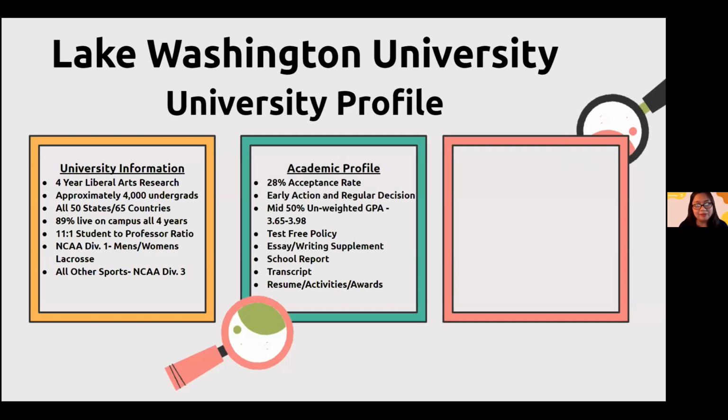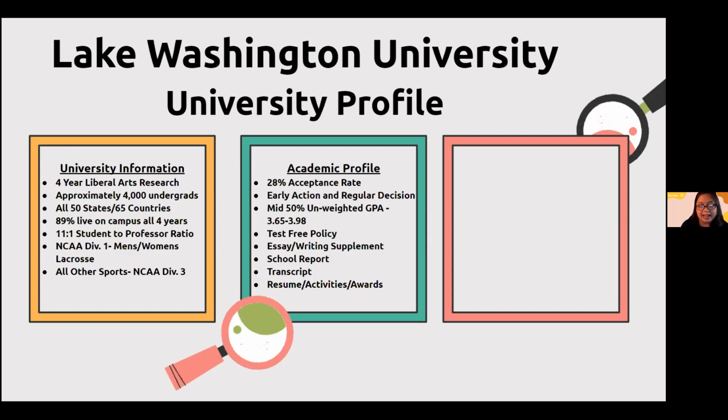Our academic profile. We're a very selective college. So we have a 28% acceptance rate. If you've seen some of our other presentations in the past, you would notice that 28% is a reach kind of percentage number. Reach schools are about under 40% acceptance rate. So we're going to be a very competitive, reachy kind of school.